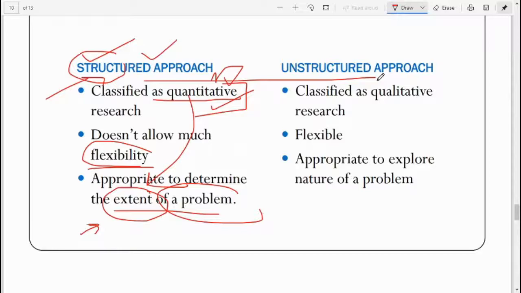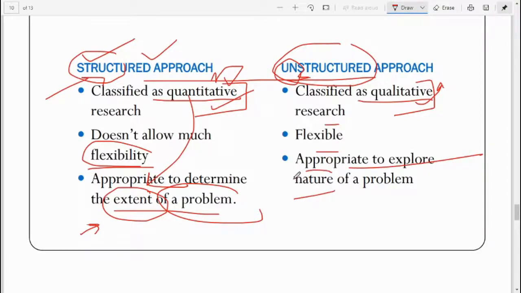Next we have unstructured approach, and it is classified as qualitative research, as I have discussed qualitative research just now. So please understand that well, so that you can build concept on this. It is very flexible. Why? Because it is unstructured, it doesn't follow any fixed format. It is appropriate to explore the nature of a problem, to understand the nature, because it is classified under qualitative research. We are talking about the quality, we are talking about the nature, what values it carries. So this was about structured and unstructured approach.